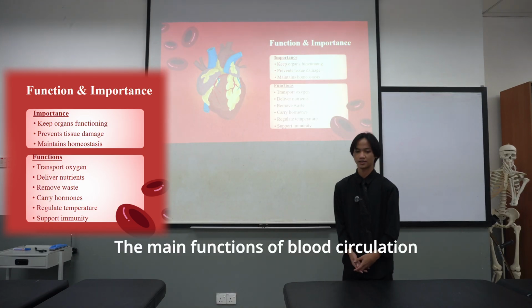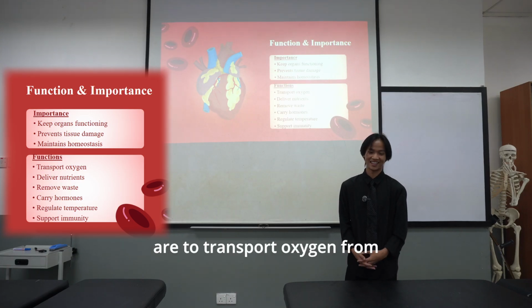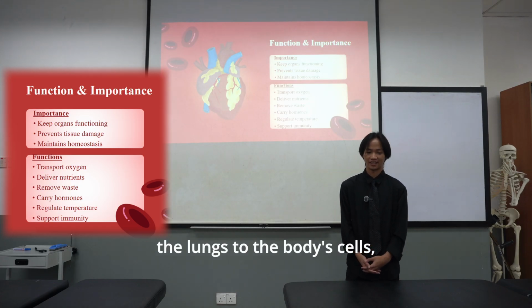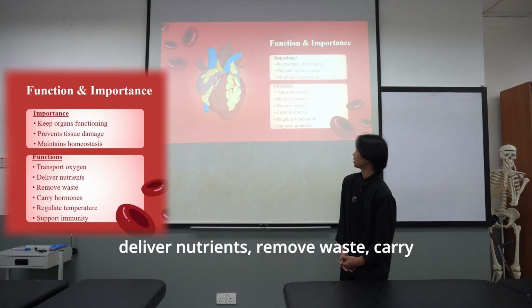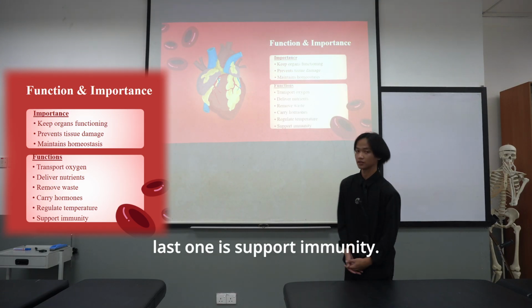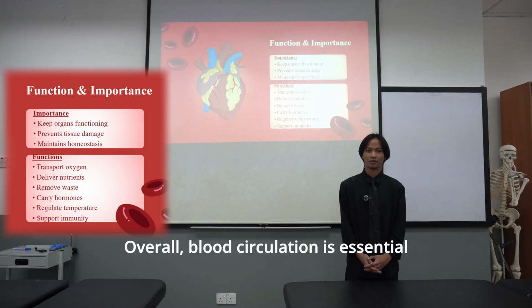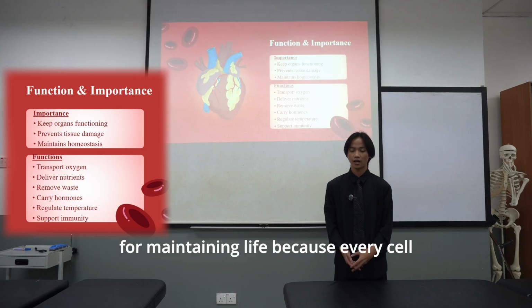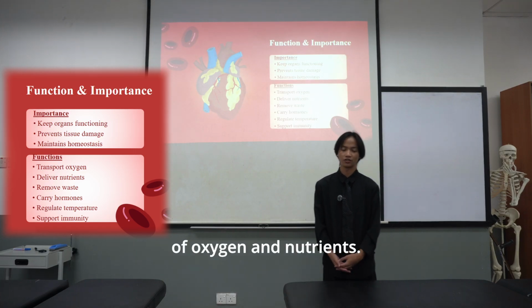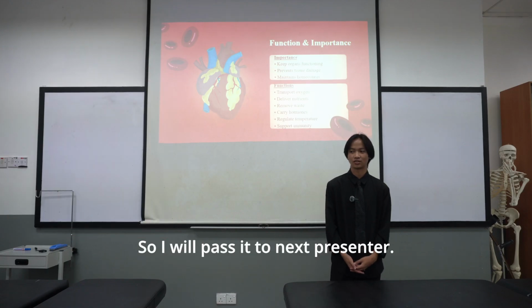The main functions of blood circulation are to transport oxygen from the lungs to the body's cells, deliver nutrients, remove waste, carry hormones, regulate temperature, and the last one is to support immunity. Overall, blood circulation is essential for maintaining life because every cell in the body depends on a constant supply of oxygen and nutrients. So I will pass it to the next presenter.